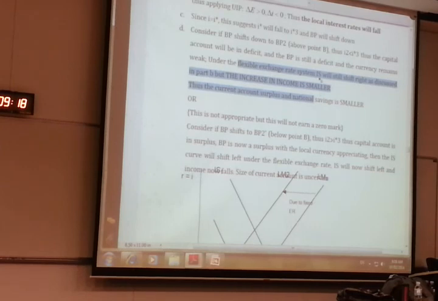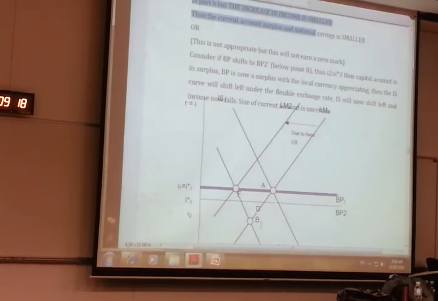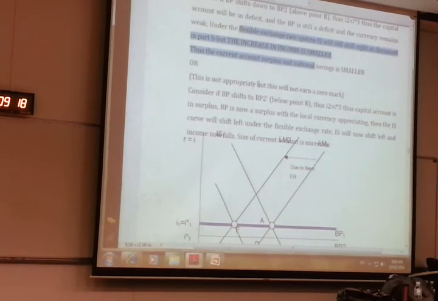Okay, and of course you can also shift the BP below point B. But that was not the examiner's answer at all. Alright, you will not get a 0 mark, but this is not what he wanted. He wanted the BP to continue to be a deficit. He doesn't want the BP to be a surplus.